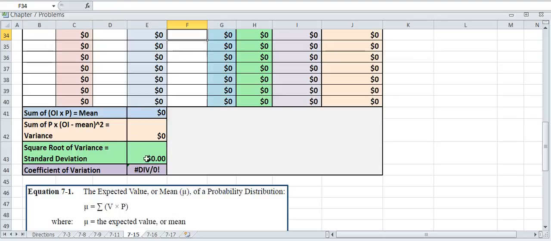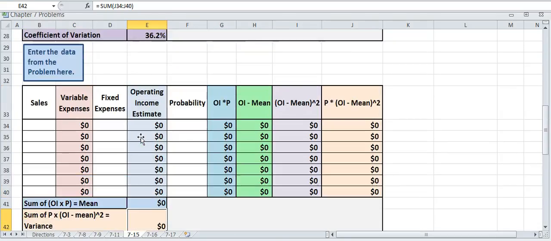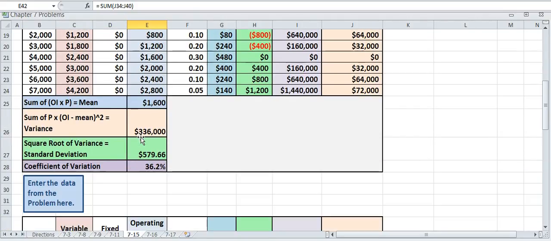Once again, if you want to look at these formulas, you can. If you just click on the cell and move up here, you can see the formula in Excel, and you can also see the more standard form of the formulas here. Okay, so that is how you need to calculate the business risk or the coefficient of variation for this firm.